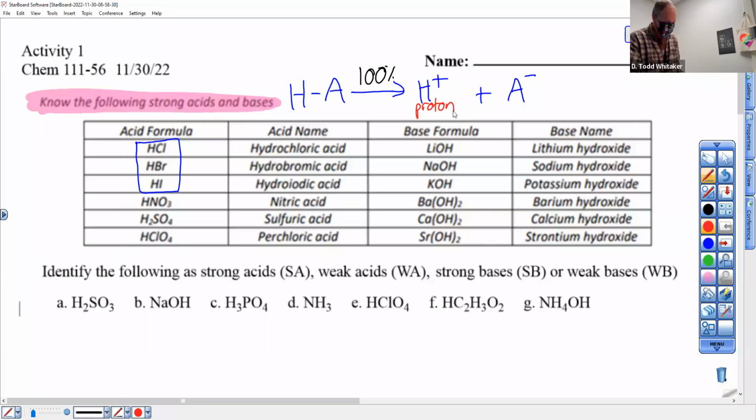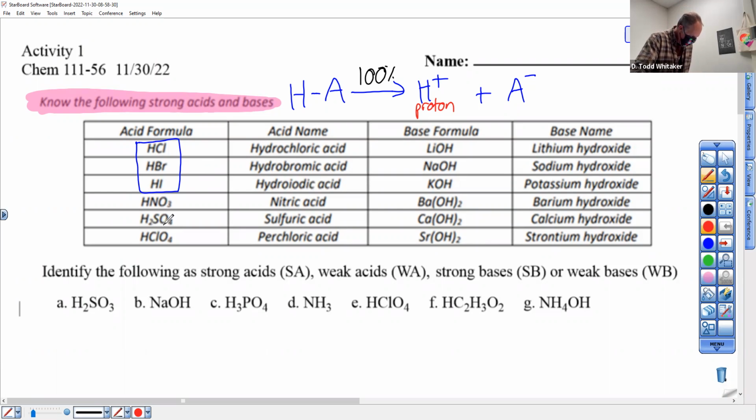Okay. And a weak acid, this is not a 100% reaction. It's less than 100%, anywhere from 0 to 99. Things like acetic acid are weak acids. You've heard of that one, maybe? Maybe not. You've heard of vinegar. Acetic acid's the one that makes vinegar taste like vinegar. And it's not on the list, so we know if it's not on the list, it's a weak acid. That's going to help us with some of these.